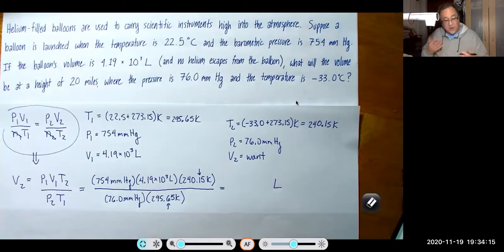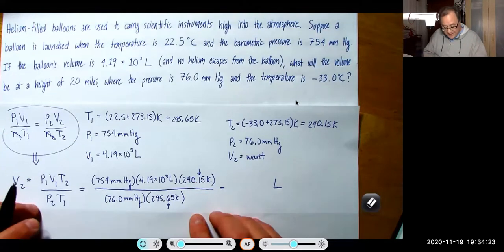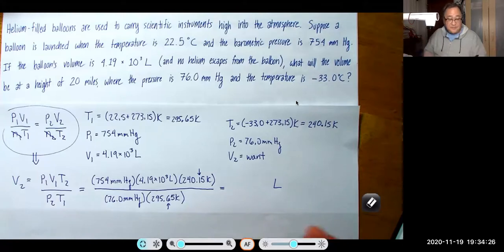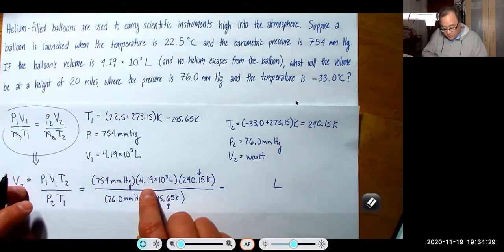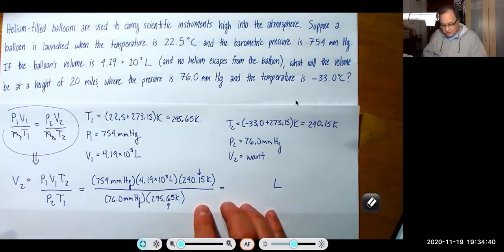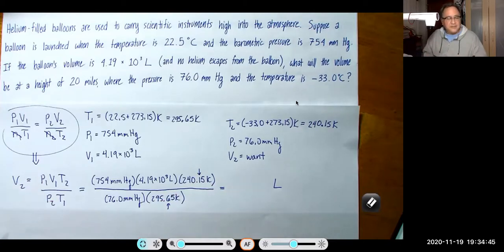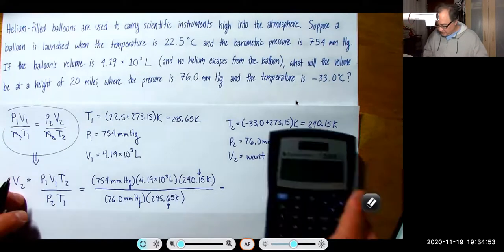Now, as I try to do this problem, here's what I'm going to do. That goes into that one time. I know it's not 1, but it's close. That goes into that 10 times. 10 times 4.19 times 10 to the third is 4.4 times 10 to the fourth. Okay, now it should be close to 4 times 10 to the fourth, but I know that this doesn't go into that one time. It's less than 1. So I'm going to say that the answer is probably going to be more like 3.8 times 10 to the fourth liters.